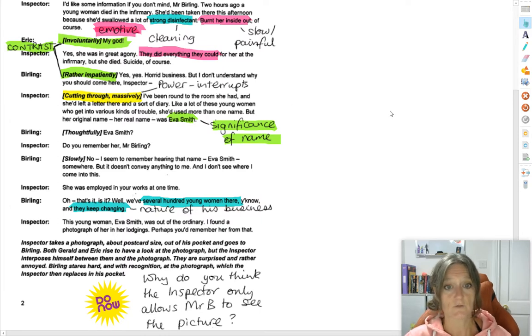"I've been round to the room she had, and she'd left a letter there, a sort of diary. Like a lot of these young women who get into various kinds of trouble, she'd used more than one name, but her original name, her real name, was Eva Smith."